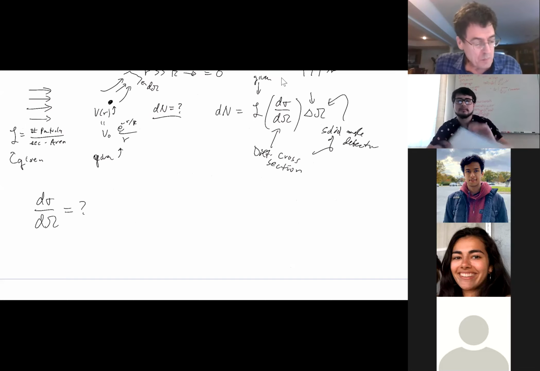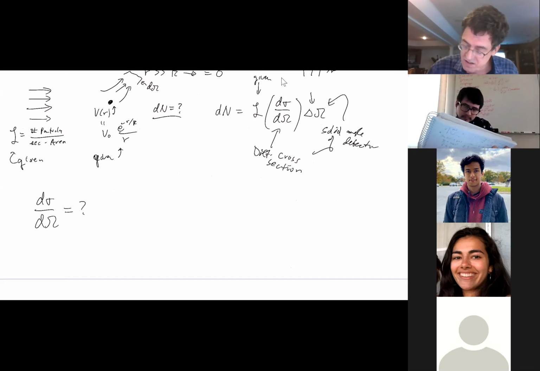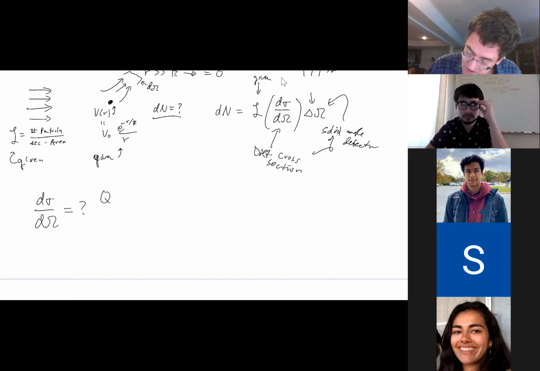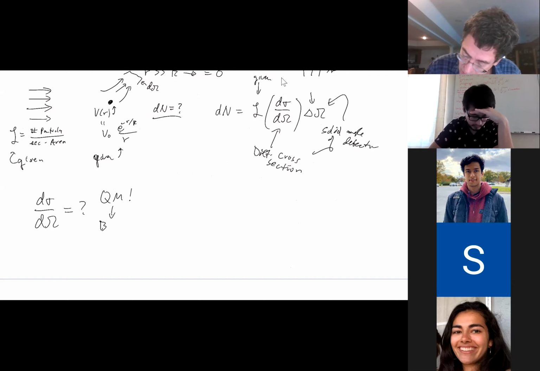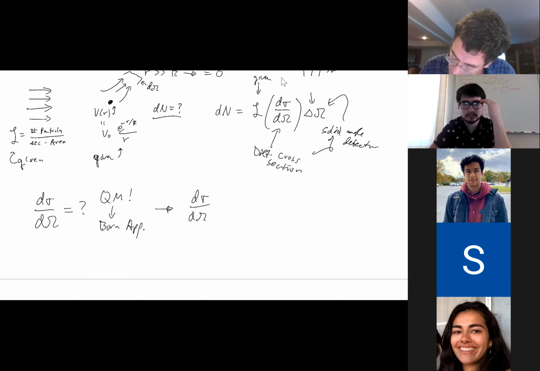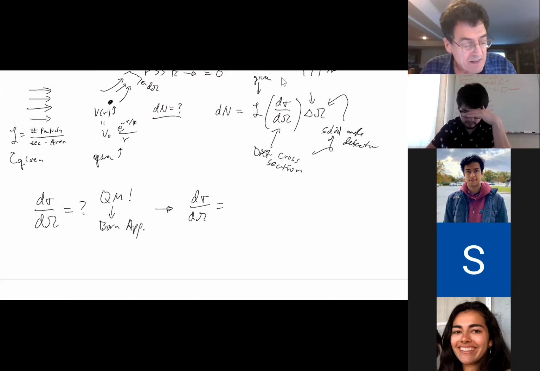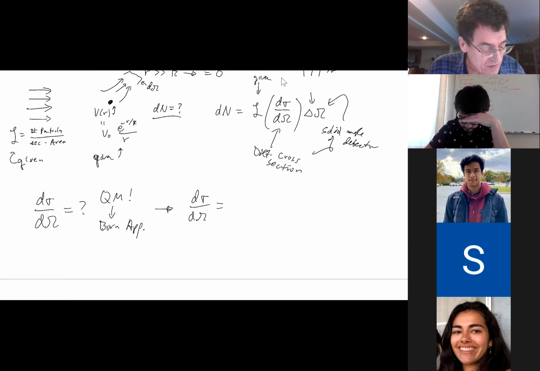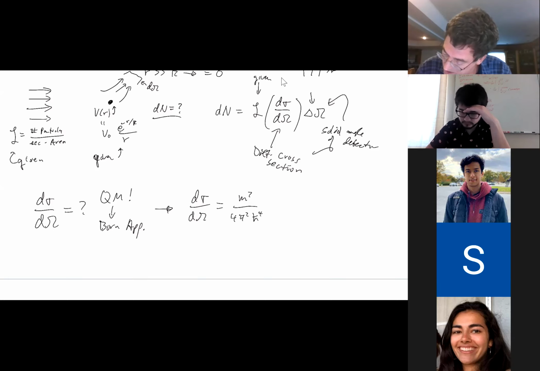Somebody tell me. The Born approximation? Yes, exactly. We use quantum mechanics, and the quantum mechanics we use is the Born approximation. Using the Born approximation, dσ/dΩ is going to be equal to this very simple formula, m squared over 4π squared ħ to the 4th power times that matrix element that connects my initial state to my final state.